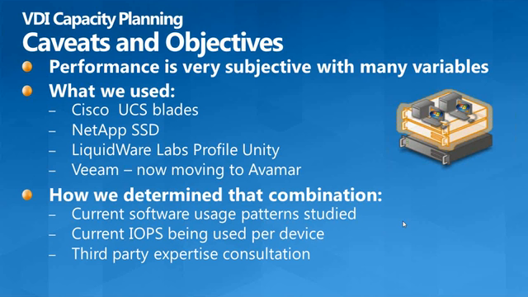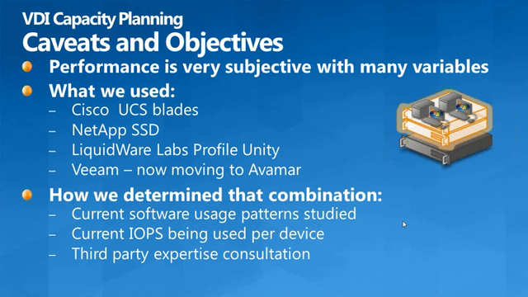And really, what it gets down to is, what do you use? At that time, we went with Cisco with UCS blades. We have 2 of those right now. We have a NetApp solid-state disk. We're using Profile Unity, and we were using Veeam to do our backup. We're now moving to Avamar, which seems to be a lot faster and does an awful lot of deduplication, so it eliminates some of the other tools that we were using in order to be able to do backups.